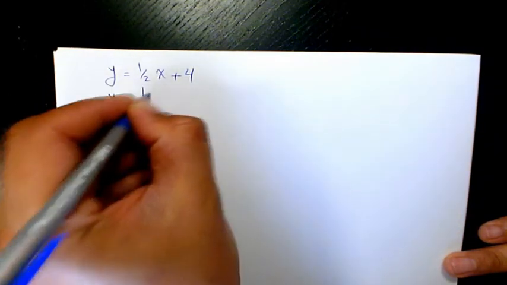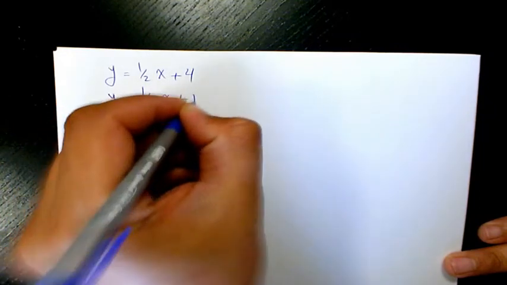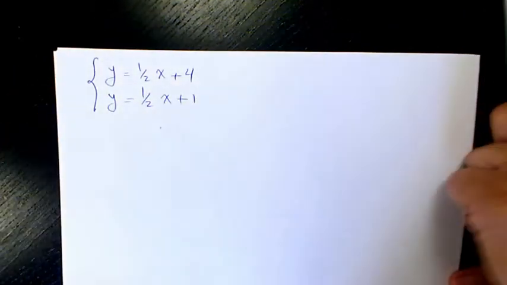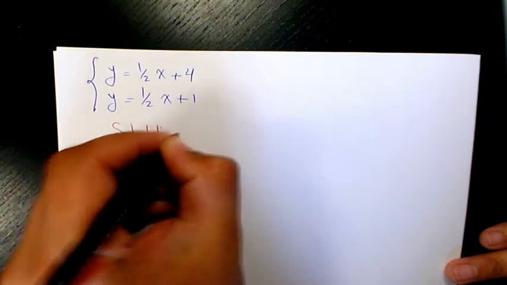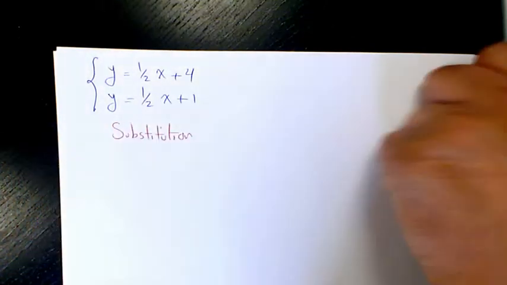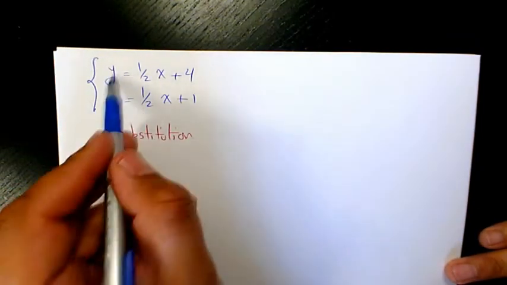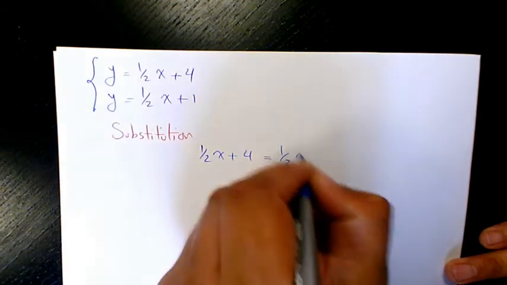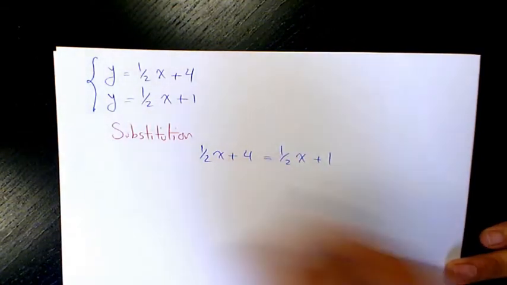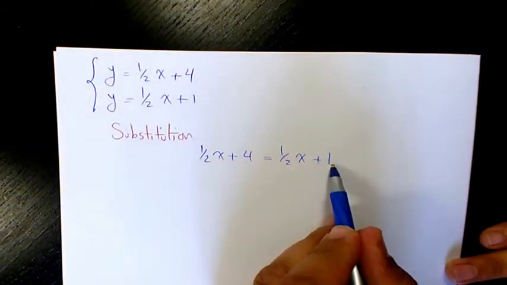It says y equals 1 over 2 x plus 4. y equals 1 over 2 x plus 1. So, simple thing. Again, let's use the substitution method like the previous example. These two are the same, so 1 over 2 x plus 4 has to be equal to 1 over 2 x plus 1. That's not possible because 4 is different from 1.